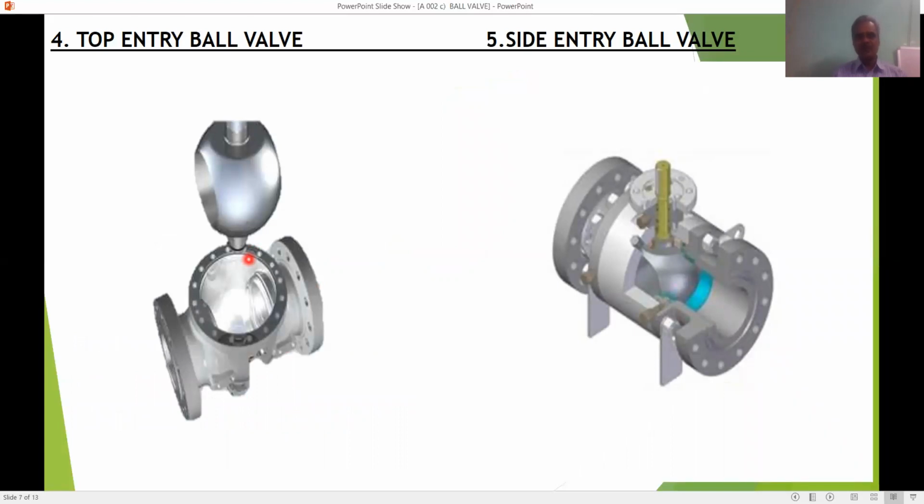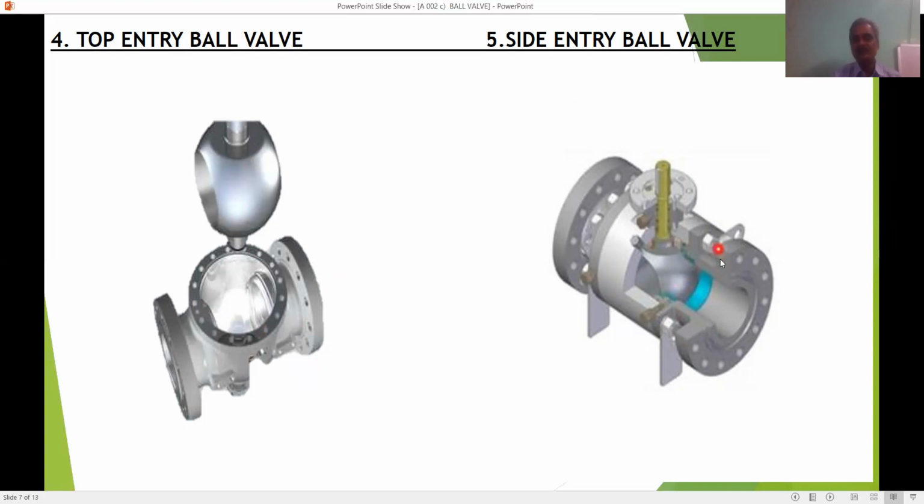Number 4 type, top entry ball valve. See this top entry ball valve. This ball will be entered from the top into the valve. It is maintenance free. Wherever pigging is required or in critical operations, you cannot get sufficient time for dismantling and maintenance, so this type of top entry ball valve is useful, easy for maintenance.